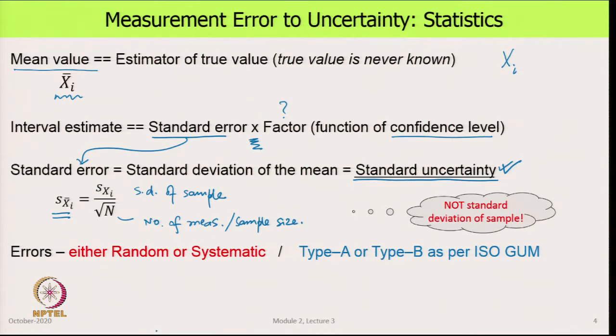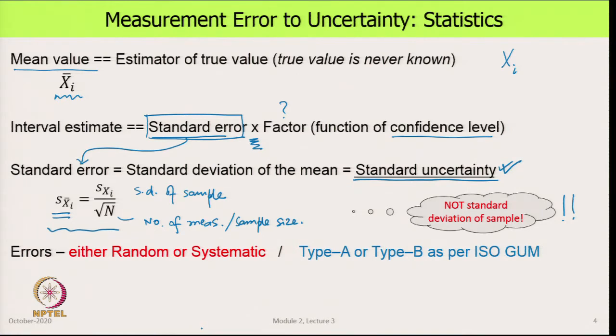This is an important thing to remember, that this part here, the standard error, is not the standard deviation of the sample, but the standard deviation of the mean. This is a very important thing to remember, that this expression tells us that anyway.